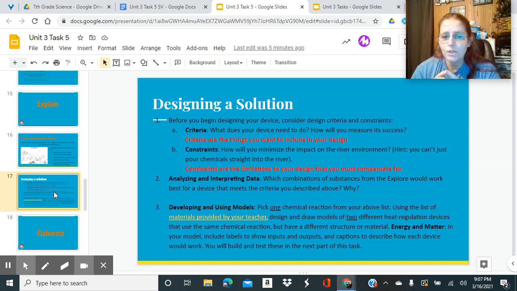The energy and matter portion in your model, you're going to label to show the inputs and outputs. We've been talking about that. What's going in, what's coming out, how are you going to use those, how are they cycling through? We've been talking about that for a couple weeks. Captions to describe how each device would work, and then building and testing the devices. We're going to do that next.